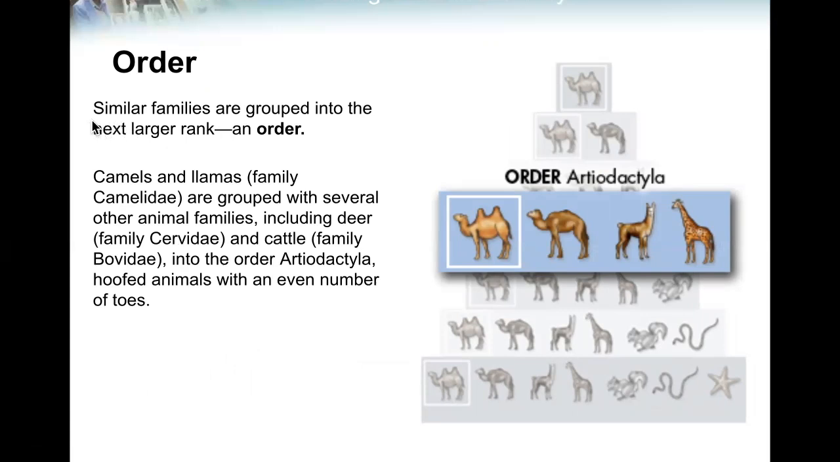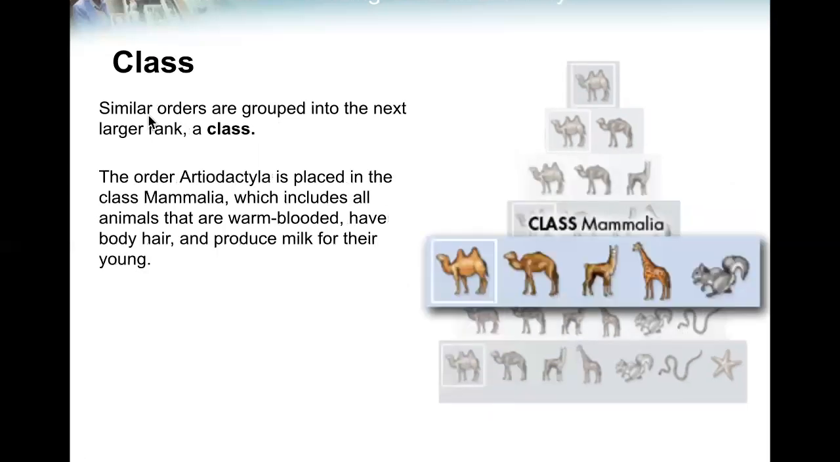Similar families are grouped into the next larger rank, an order. Camels and llamas, family Camelidae, are grouped with several other animal families, including deer, family Cervidae, and cattle, family Bovidae, into the order Artiodactyla, which are hoofed animals with an even number of toes. Similar orders are grouped into the next larger rank, a class. The order Artiodactyla is placed in the class Mammalia, which includes all animals that are warm-blooded, have body hair, and produce milk for their young.